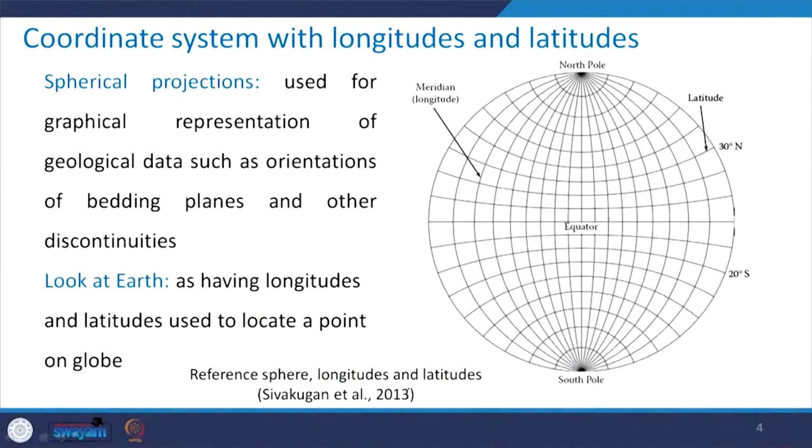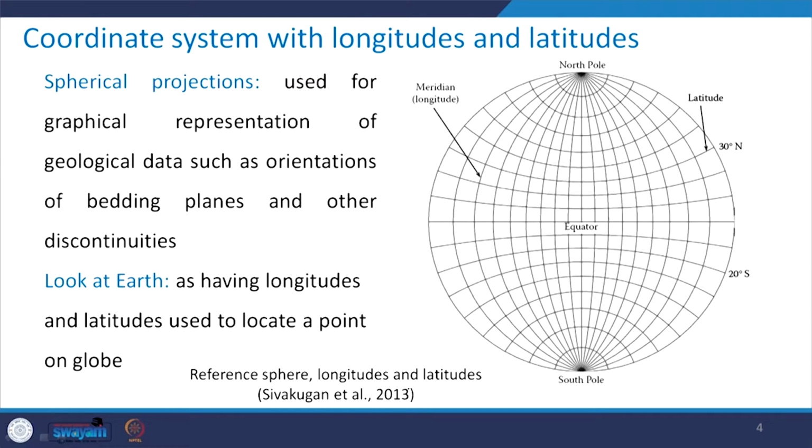Coming to the coordinate system with longitudes and latitudes. We will make use of these spherical projections for the graphical representation of geological data. What do we mean by geological data? That means the orientation of planes or any discontinuity. It can be faults, folds, anything. It can be a slope face as well.